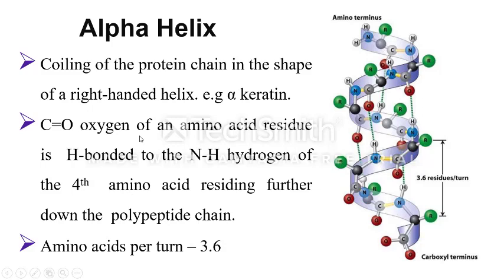The carbonyl oxygen of an amino acid residue is hydrogen bonded to the amino hydrogen of the fourth amino acid residue further down the polypeptide chain. So here you see the carbonyl of one is making a hydrogen bond with the amine of the fourth amino acid. You see here the first and the fourth.